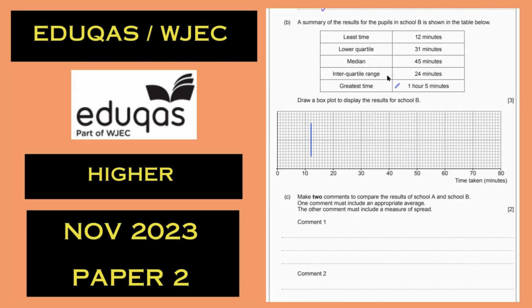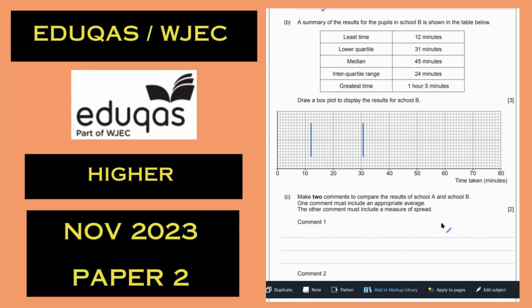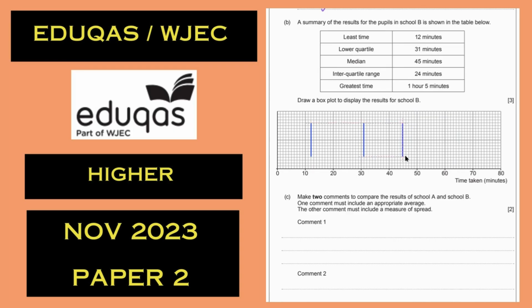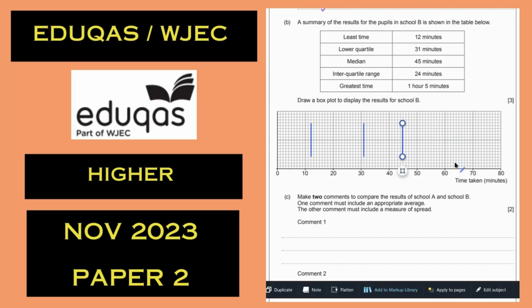12 looks good. Lower quartile, that's the lower line of your box, 31. In it goes. It's a bit off. I'll budge it up to the right. That'll do. Median 45. Get it found. Hopefully my eyes are okay. Just a bit to the right. That'll do. The greatest is 65 minutes.